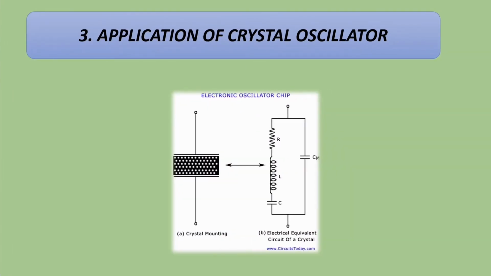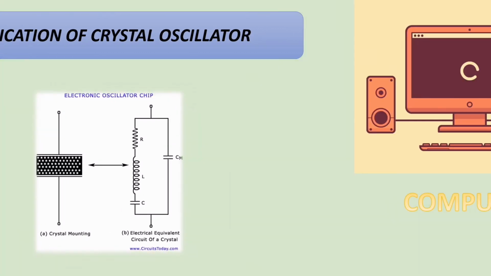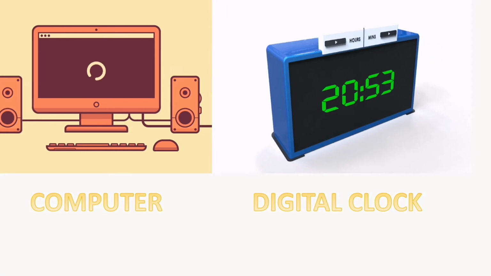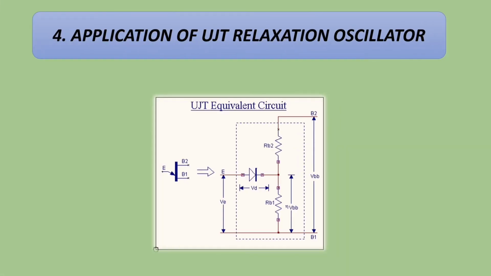Another application is the crystal oscillator. A crystal oscillator is an electronic oscillator circuit that uses the mechanical resonance of a vibrating crystal of piezoelectric material to create an electrical signal with a precise frequency. The crystal oscillator is also widely used nowadays in computers and digital clocks. The UJT relaxation oscillator is called so because the timing interval is set up by the charging of a capacitor, and the timing interval ceases by the rapid discharge of the same capacitor.